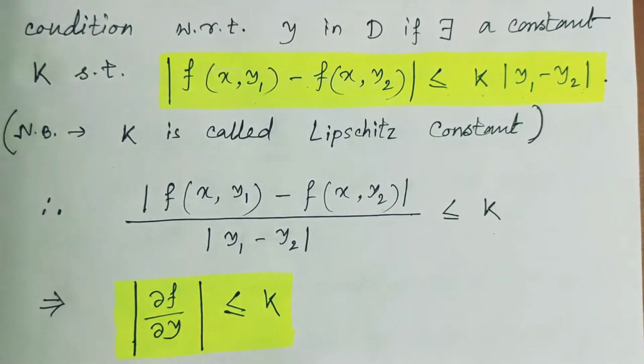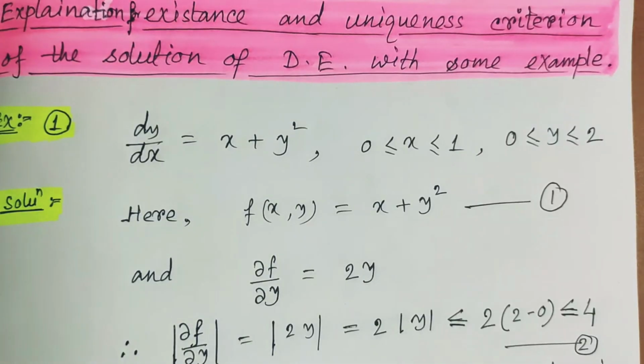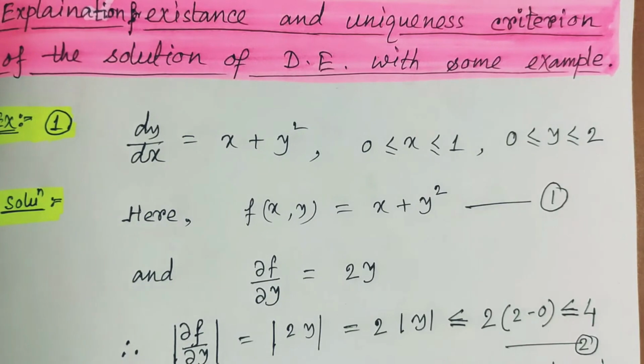So this is our Lipschitz condition. Till then we come to know about the uniqueness and the existence criterion of the differential equation. It is very simple. Precisely, we can say if the function f(x,y) is continuous and integrable, then the existence criterion will be satisfied, that means the solution exists. And if the derivative of f(x,y) with respect to y exists and is continuous, then we say the solution is unique.